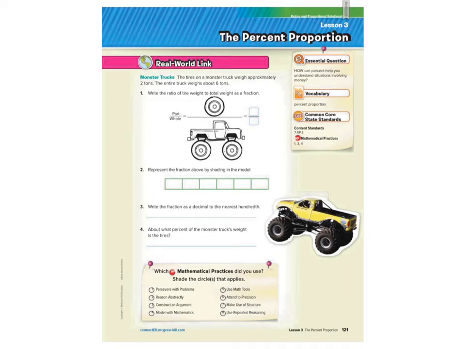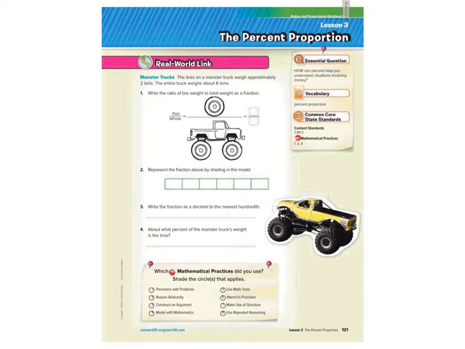Hello, this is Mr. Savage, and we're going to take a look at the first lesson that we're doing in Chapter 2, which is Lesson 3. The title is The Percent Proportion. This begins on page 121 in your math book if you'd like to follow along there.